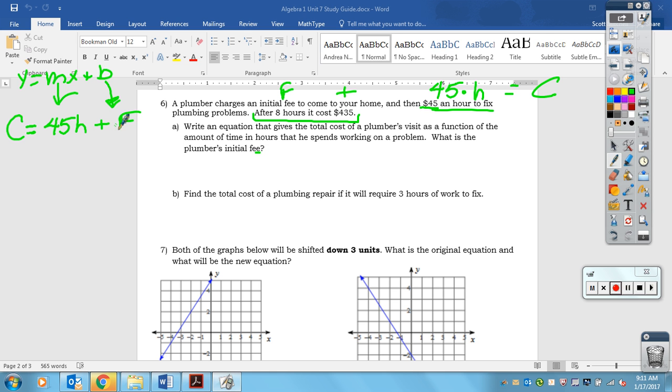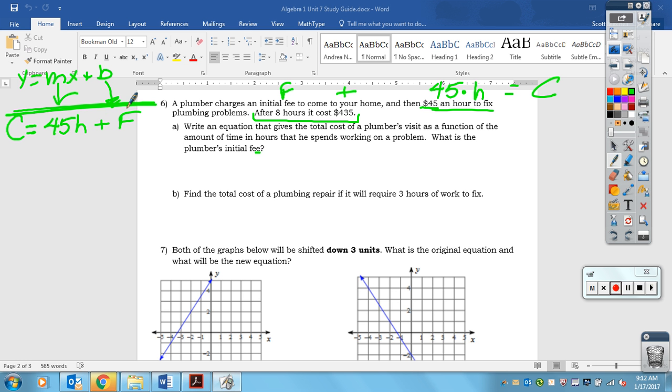what is the plumber's initial fee? In other words, what is F? So if you look at this, we have 1, 2, 3 variables in this situation. This is not my answer because we're looking for F in order to write my equation. There's got to be some information. So we have the C, the H, and the F. If you have 3 variables, you have to figure out what 2 of them are in order to find the third one. So somehow it has to be given the C, the H, or the F.